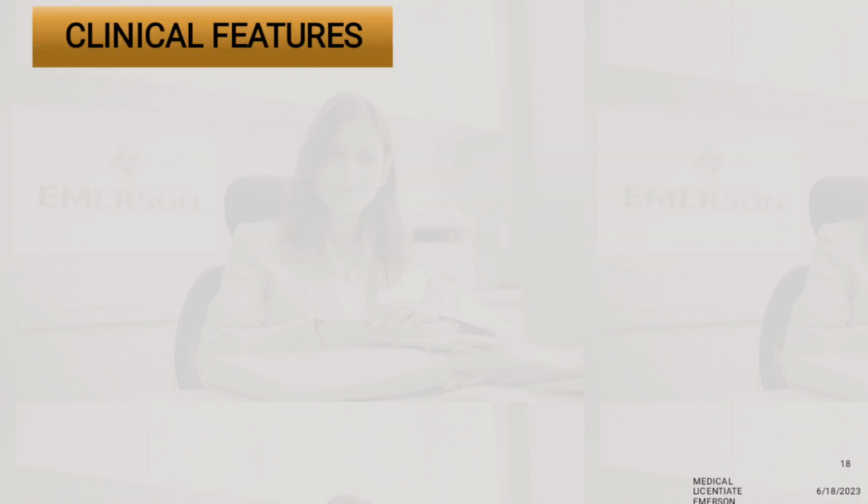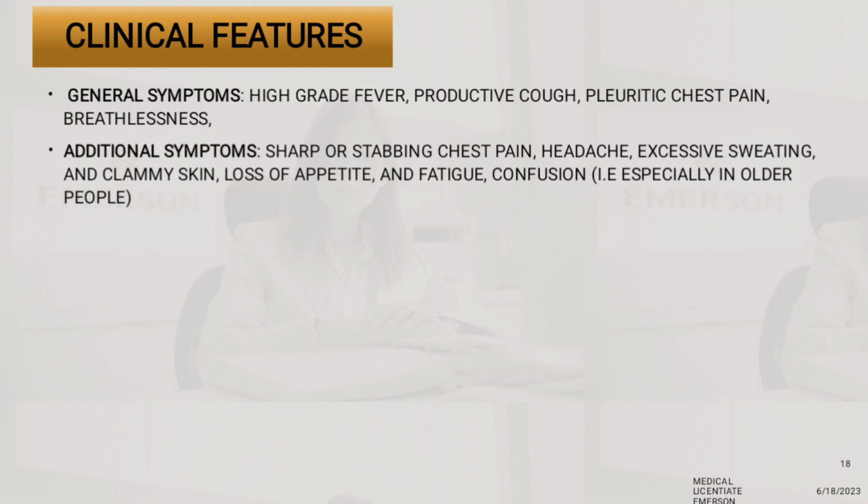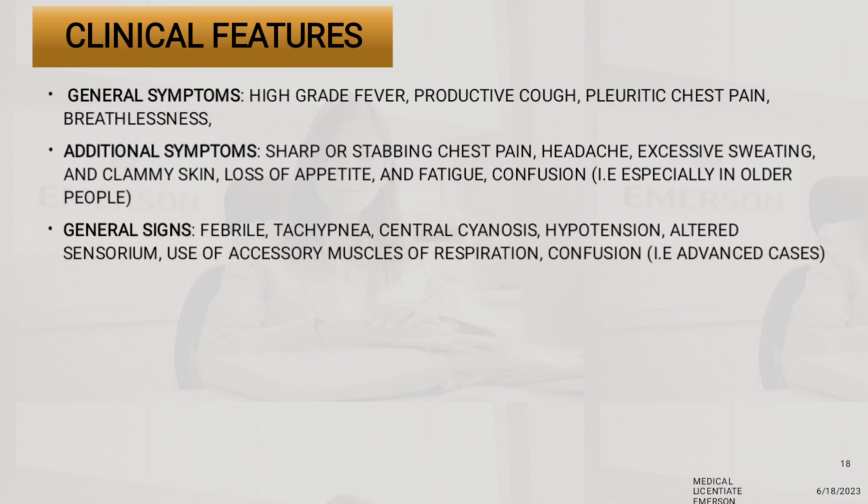Then in terms of clinical features, we can have general symptoms such as high-grade fever, productive cough, pleuritic chest pain, and breathlessness. Then additional symptoms, we can have sharp or stabbing chest pain, headache, excessive sweating, and clammy skin, loss of appetite, fatigue, and confusion. That is especially in older people. Then general signs, we can have febrile, tachypnea, central cyanosis, hypotension, altered sensorium, use of accessory muscles of respiration, confusion. That is in advanced cases.